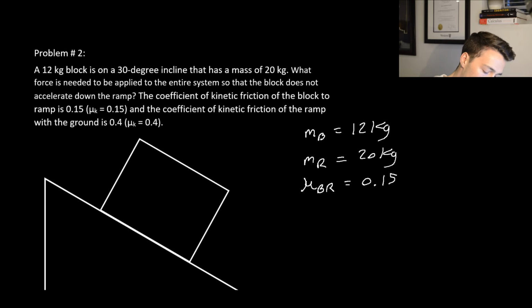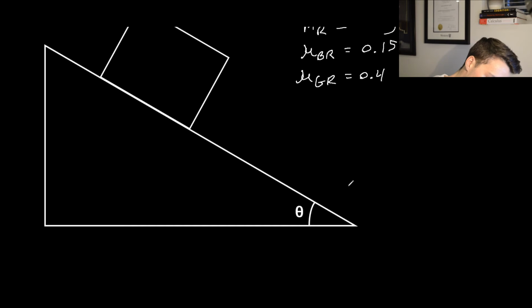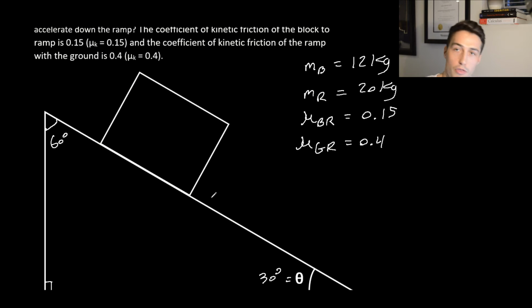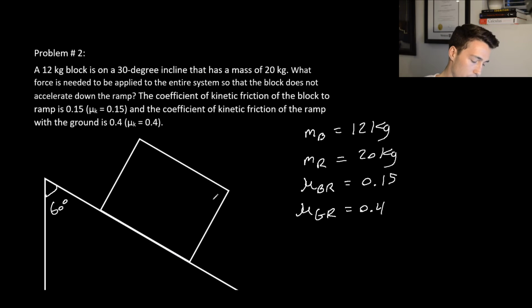And then the coefficient of kinetic friction with the ramp and the ground, I'll do GR, and that's going to equal 0.4. We also have the theta, which is 30 degrees here, and this is a right angle. I'm going to write this as also 60 degrees because the sum has to be 180. And now we can go through our free body diagram and start this problem.